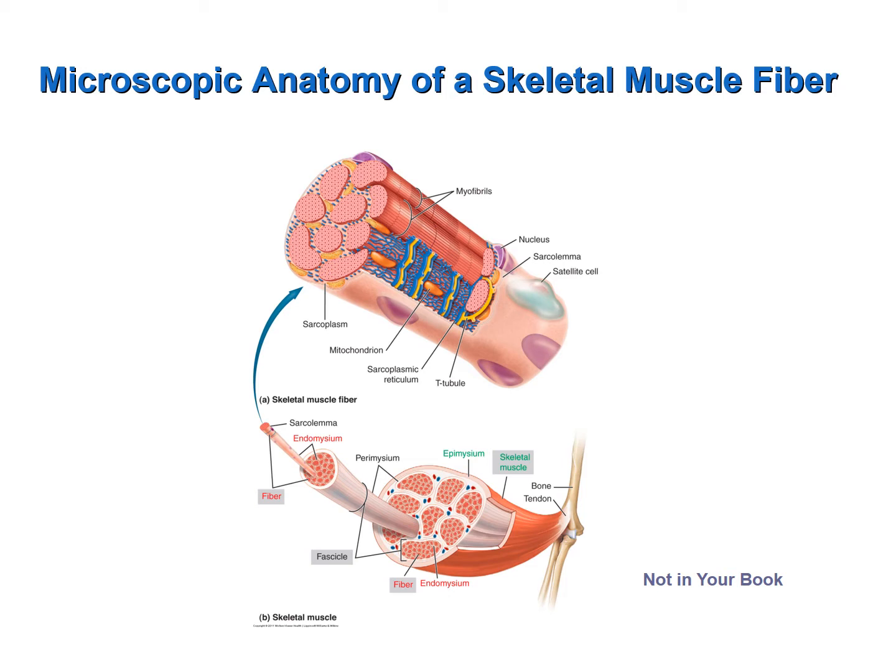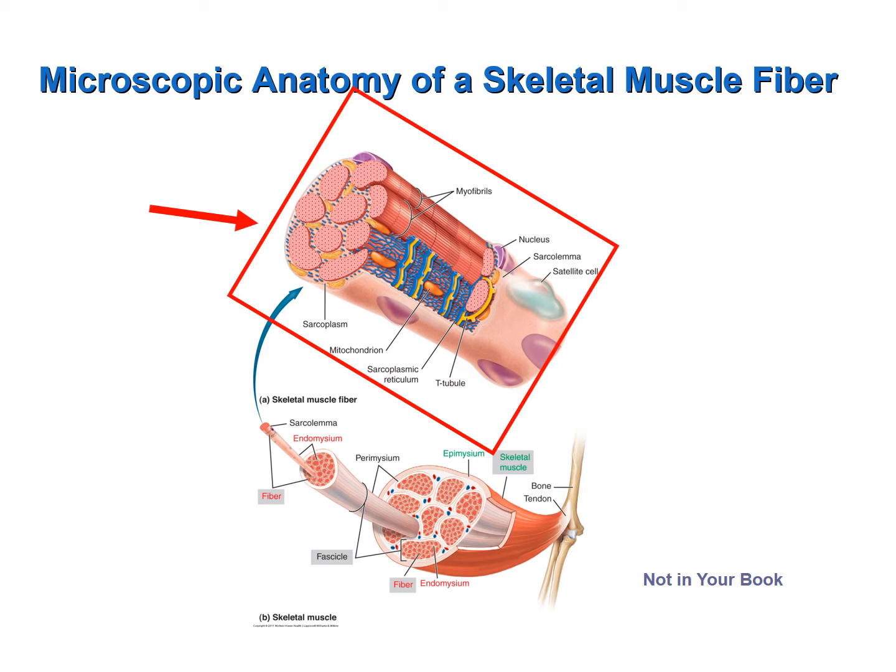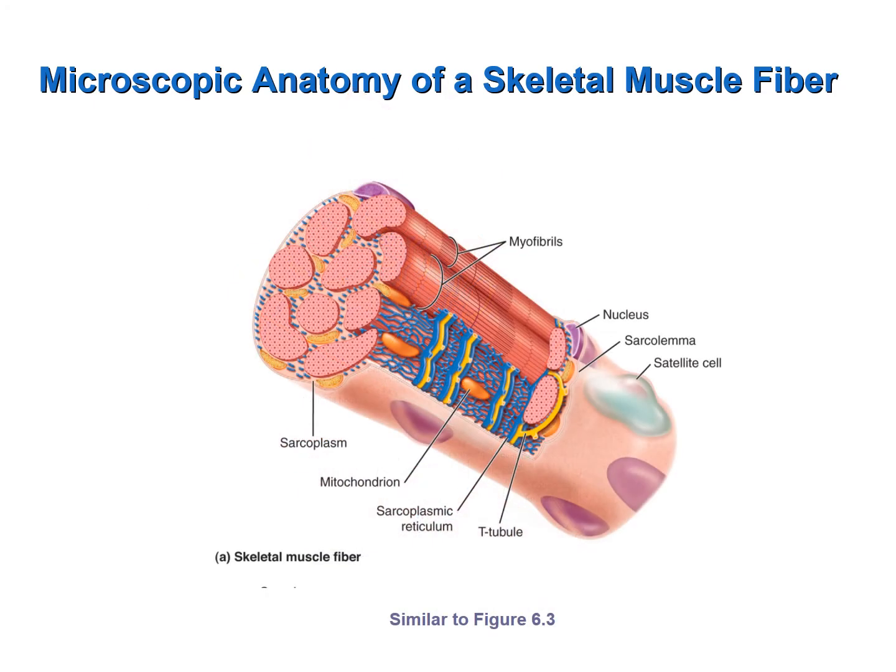This figure is from your book. The picture at the bottom is that of a skeletal muscle, the organ. And we're going to isolate an individual skeletal muscle fiber from that skeletal muscle, and we're going to magnify it. And that's what we're looking at here. So this is a dissection of an individual skeletal muscle fiber. We're going to further magnify that image so that we can really look at the microscopic anatomy of a skeletal muscle fiber. So here is a nice picture of a skeletal muscle fiber.